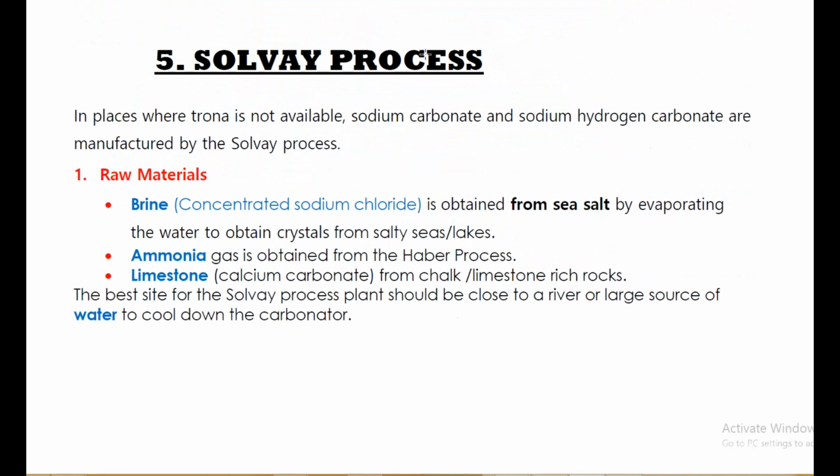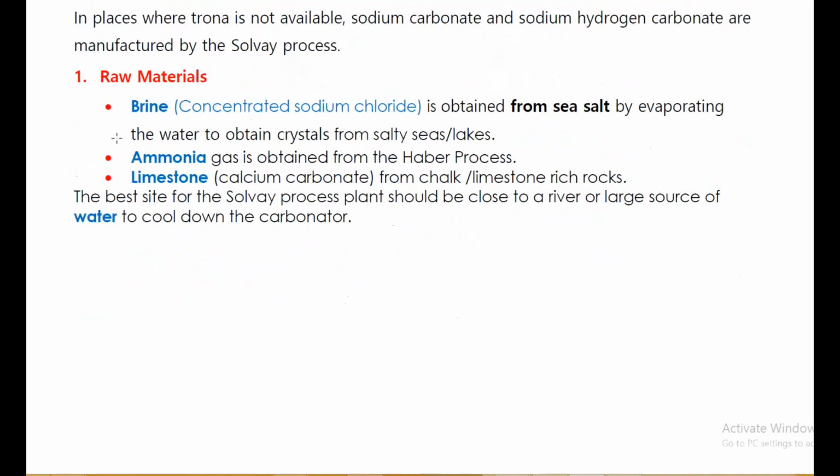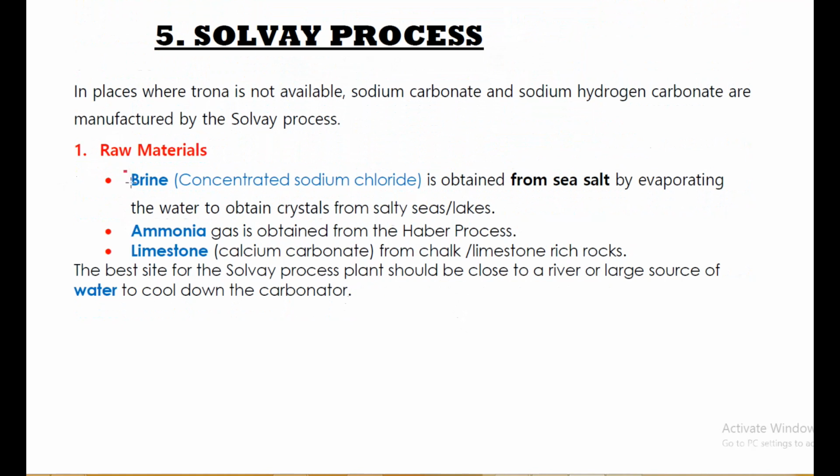Solvay process. The raw materials in the Solvay process are brine, which is concentrated sodium chloride, ammonia gas, very important, and then carbon dioxide from limestone. Carbon dioxide, you can say limestone, and then there is coke. The work of coke and limestone is to give us carbon dioxide, because this reaction cannot take place without carbon dioxide.